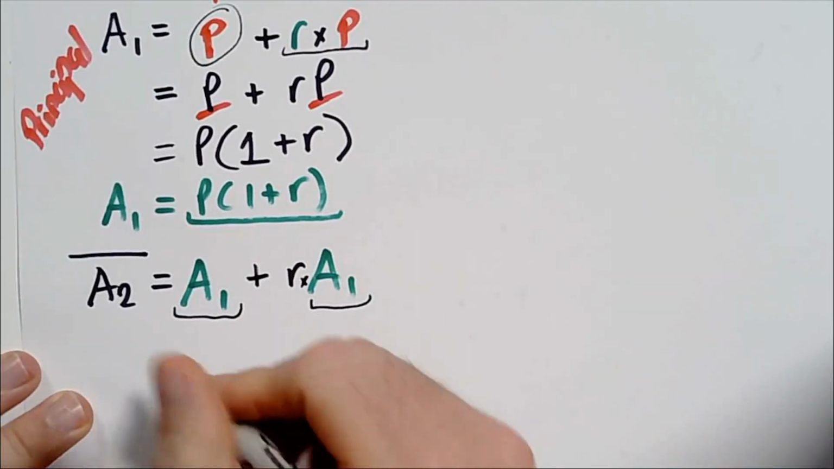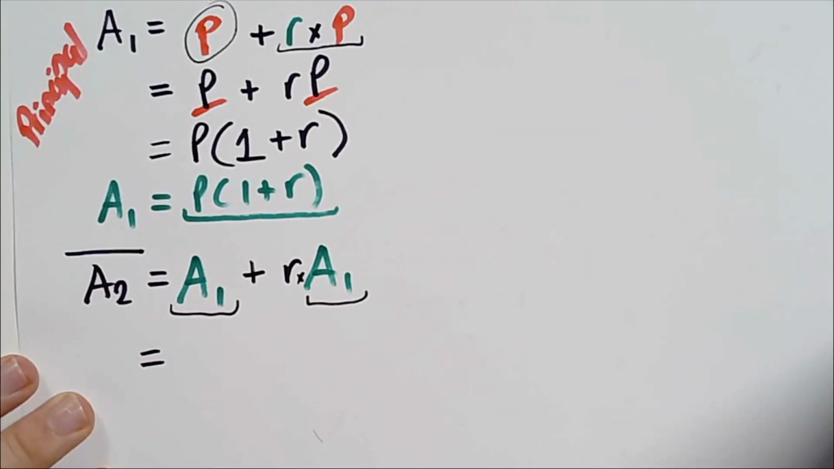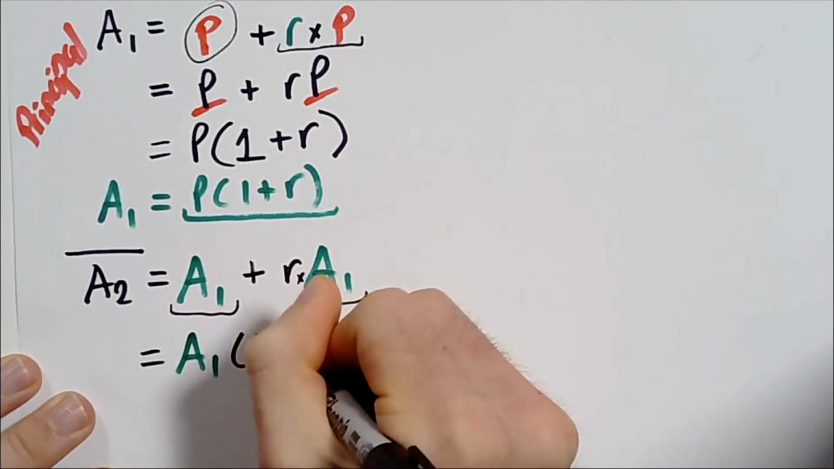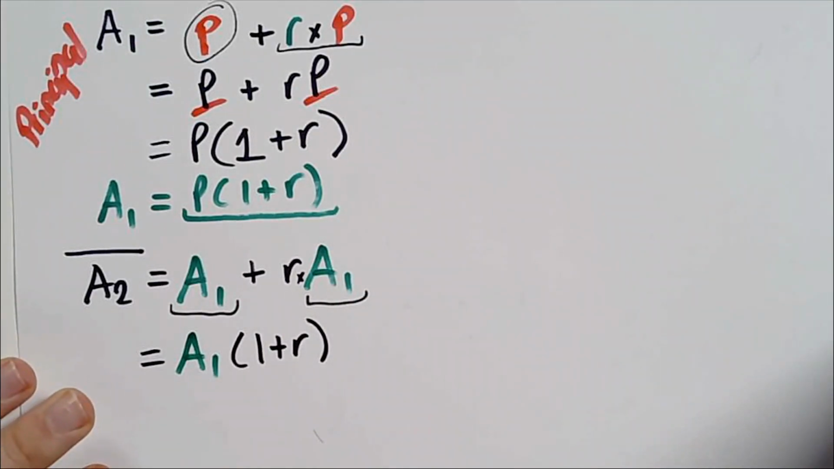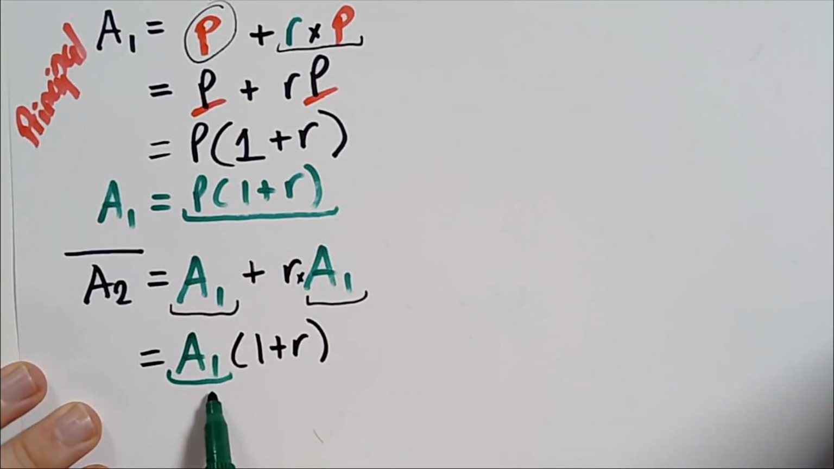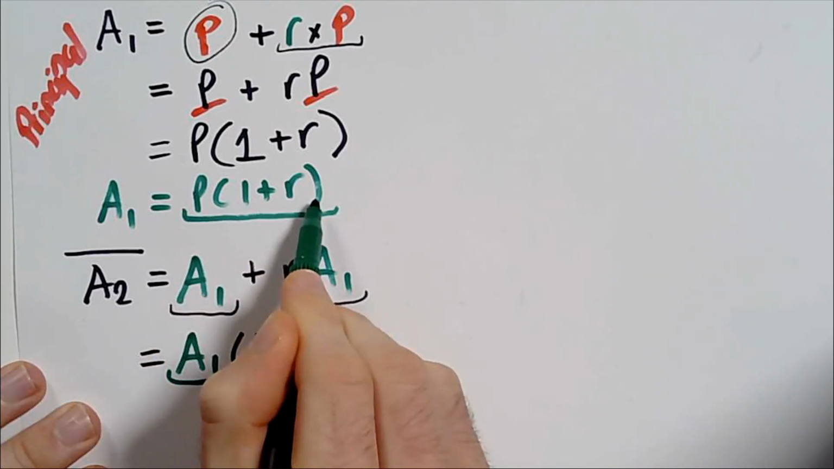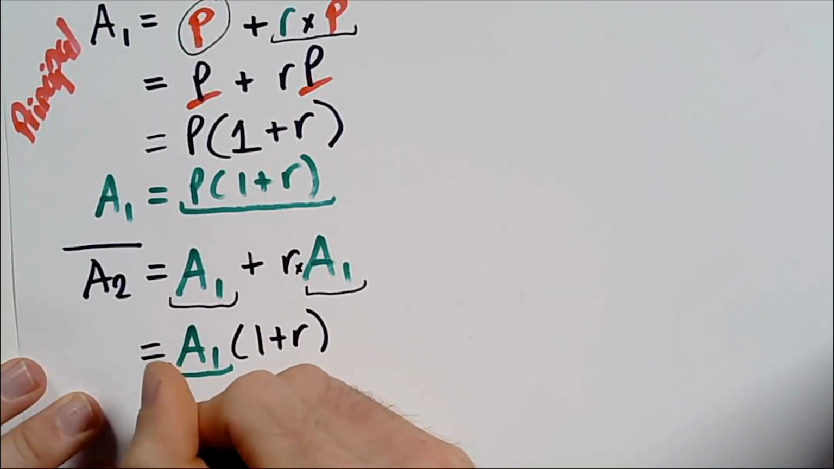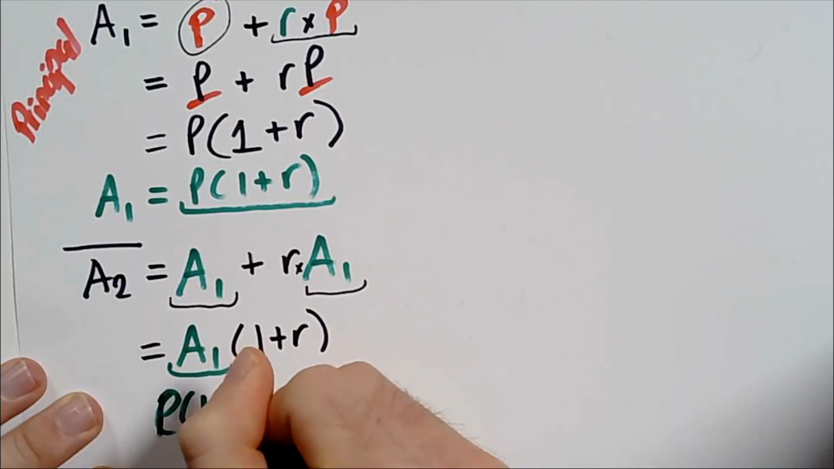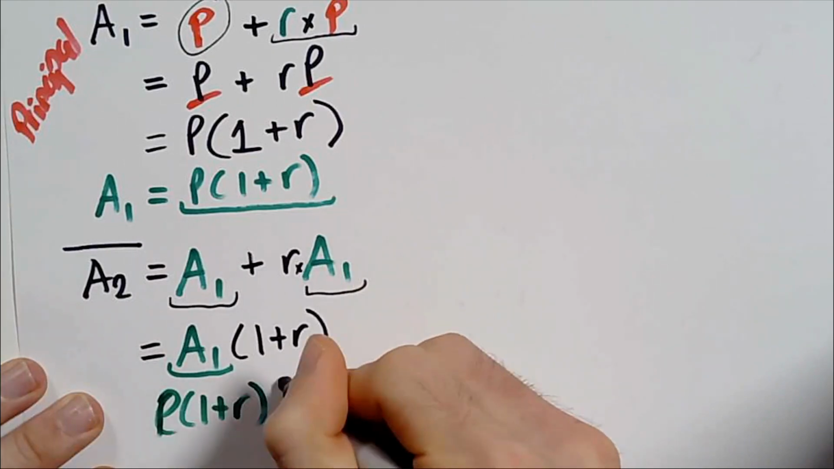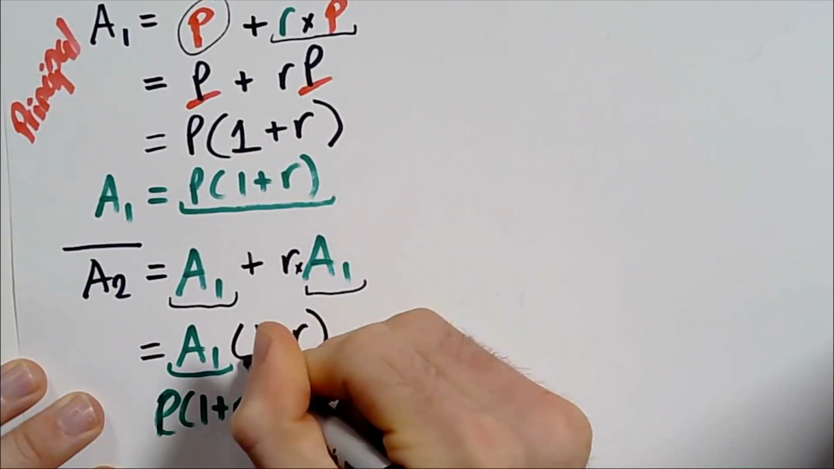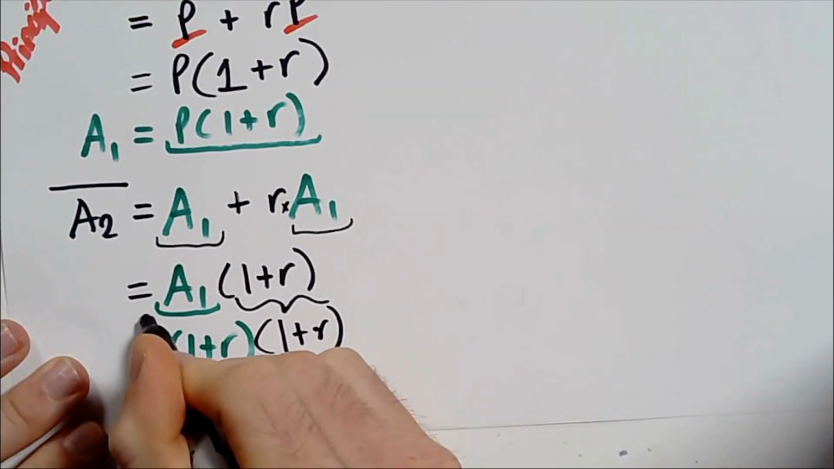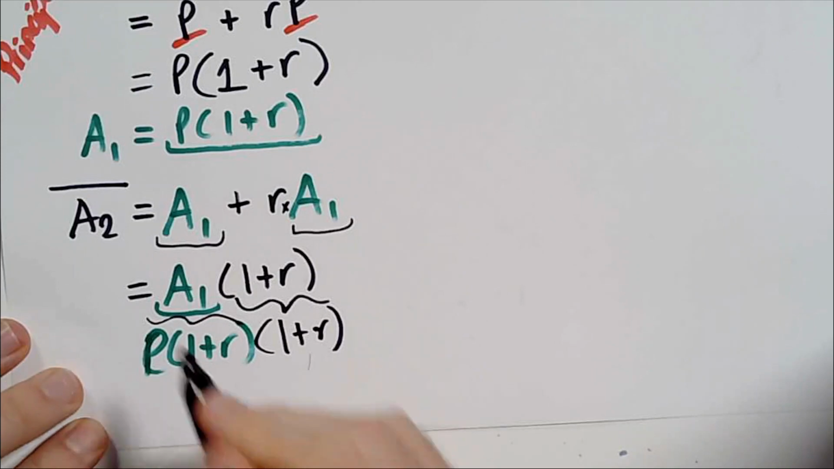What I'm now going to do is what I did before. I'm going to factorize the A1 out. Okay, and then we're going to put brackets 1 plus R. And remember that A1 here is the same as P bracket 1 plus R. So I'm going to substitute that in because they're exactly the same value. Okay, so we're going to have P bracket 1 plus R times 1 plus R. So hopefully you can see that that part is given by that, and that A1 is that part. Okay, so it's the exact same thing.